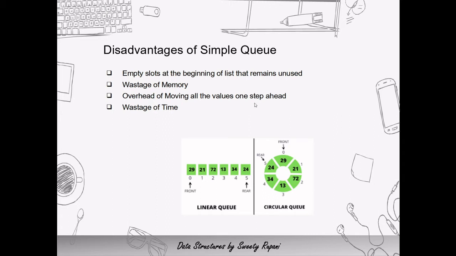Overhead of moving all the values one step ahead. If we think of the solution that every time we delete a value, we will shift all the values to the left by one position, that is not a feasible solution because it leads to an overhead of moving all the values by one position, and again that would lead to a wastage of time. So the solution is proposed considering this queue in a circular fashion. So at the moment, if front also reaches to a last index, and if there are vacant slots in the beginning, that can be utilized there.